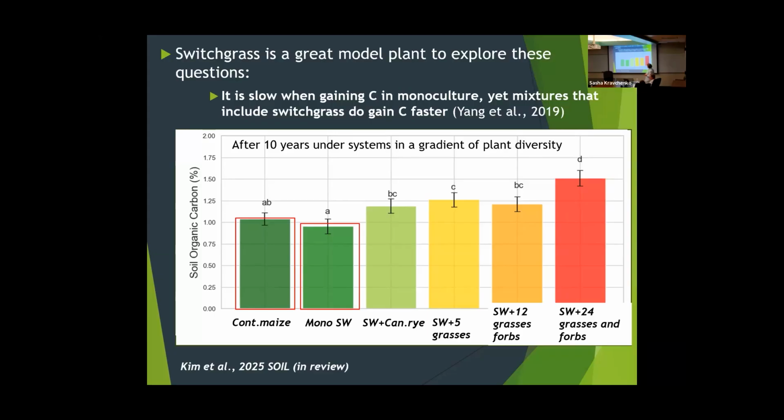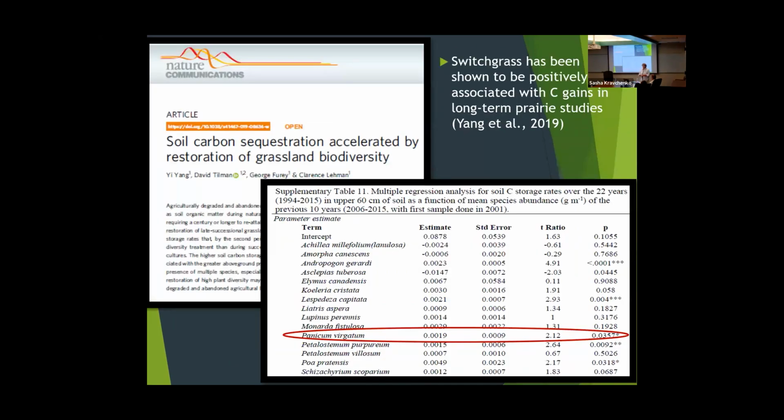Okay. So when just one thing, Canadian rye, was added to the switchgrass in the two species mixture, the carbon goes up. We add just one more species and things change substantially. And of course, the most diverse system has the highest carbon. So when alone switchgrass doesn't increase carbon, other studies from long-term experiments that looked at plant diversity in similar plant communities showed that when switchgrass is part of that plant community, it contributes positively to soil carbon changes.